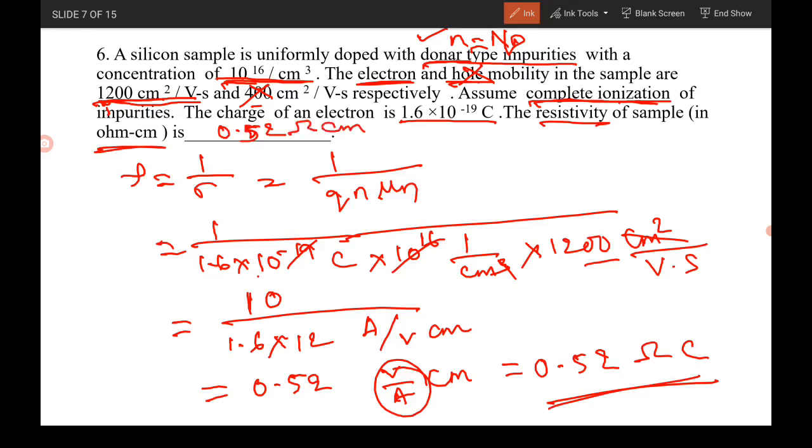So the answer is 0.52 ohm cm. This is quite a straightforward and simple question. You just have to avoid the hole mobility, and you will get your answer correctly.